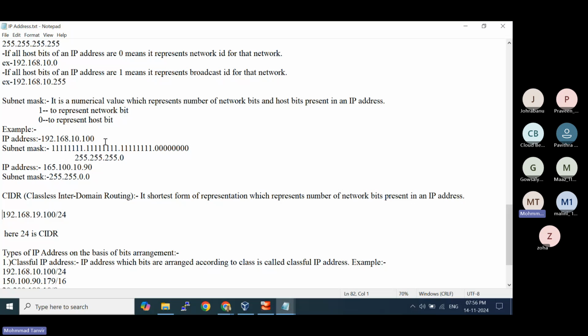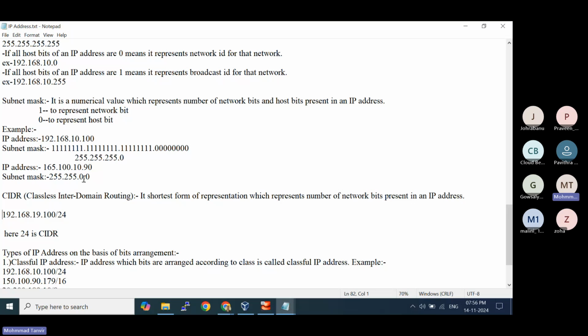Okay. So suppose this is an IP address of class C. As we know, class C has 3 blocks of network. So for the 3 blocks we put 111, and for 1 block of host we put 000. When we convert it into decimal, we get 255.255.255.0, and it is the subnet mask. Similarly, for class B, which has 2 blocks of network, we write 255.255 and 2 blocks of host, 0.0. So this is the subnet mask.